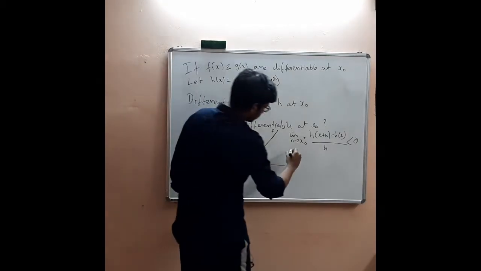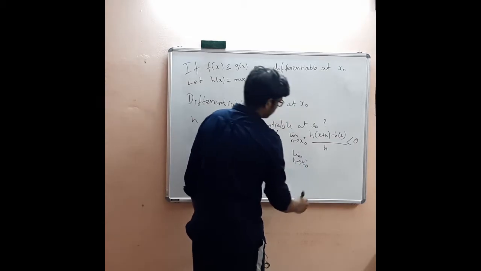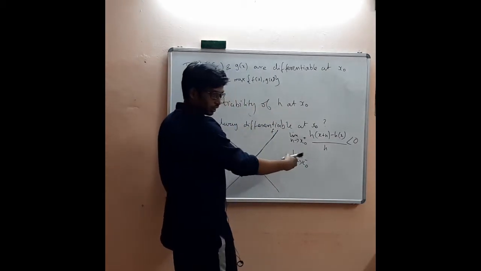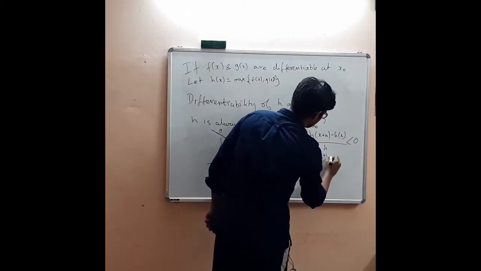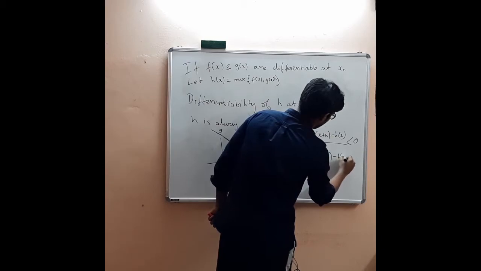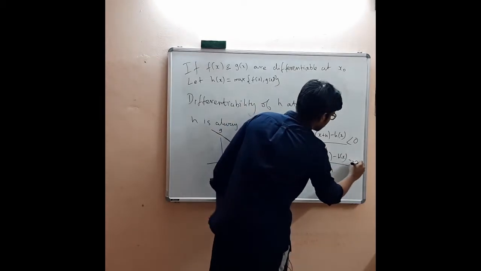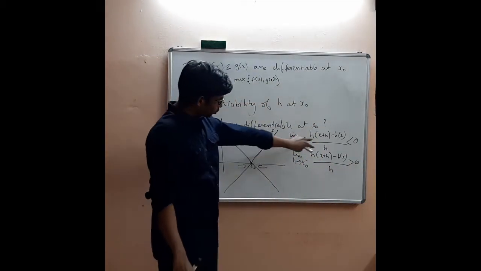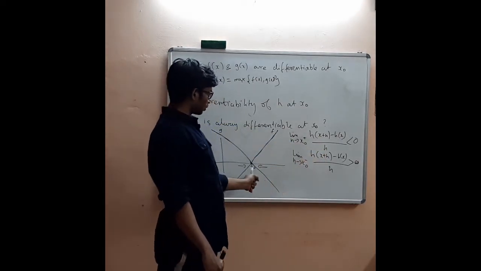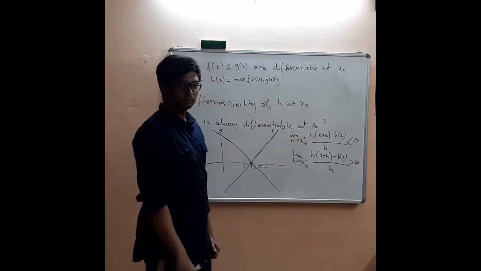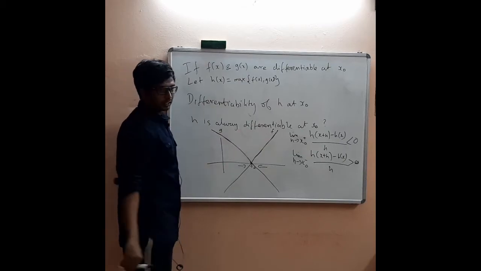And similarly, the limit as h tends to x naught from the negative side, which means we are thinking in this direction, of h of x plus h minus h of x divided by h is strictly greater than 0. It's a strictly positive number. Hence, these two limits are not equal, which means the derivative at x naught for h does not exist. So we cannot say that h will always be differentiable at x naught.